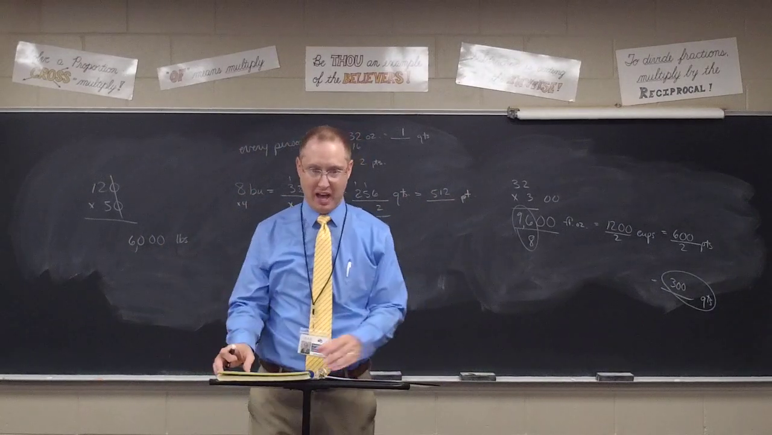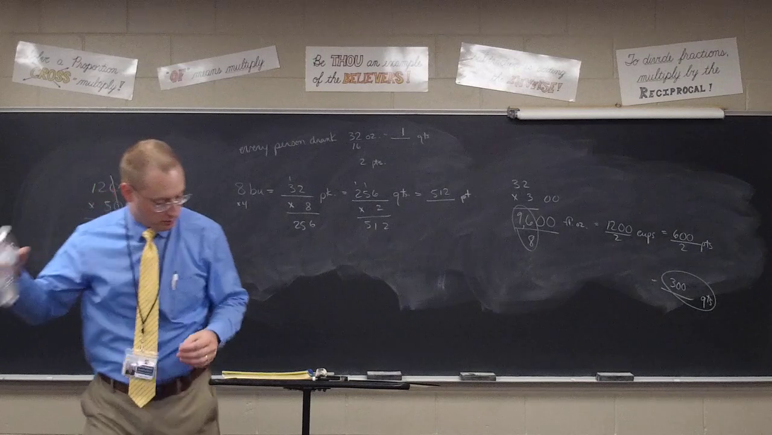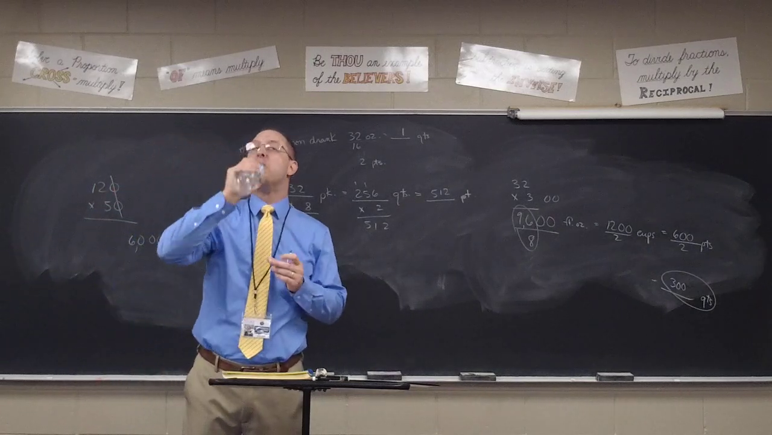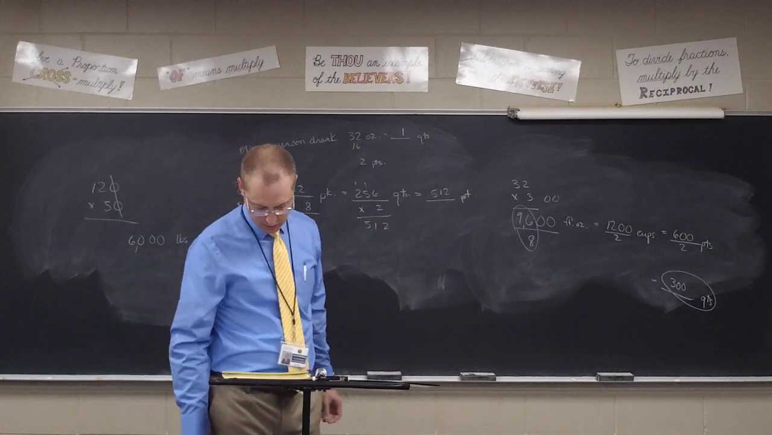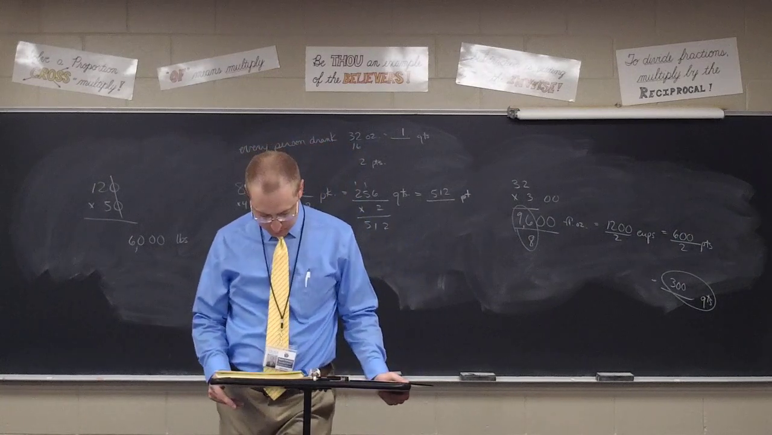Number 37, read that for us if you would, Kirsten. Winding through 14 states, the Appalachian Trail has an approximate length of 2,190 miles. What is the approximate length of the trail in feet?